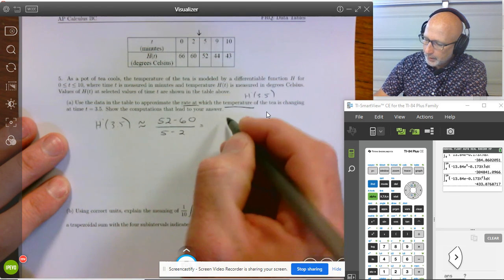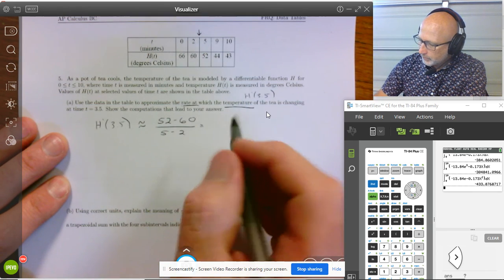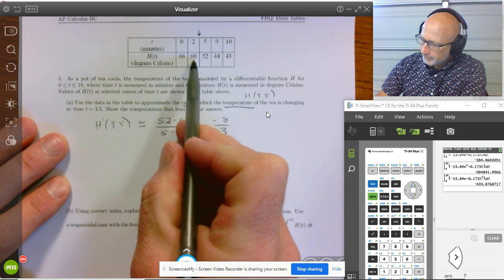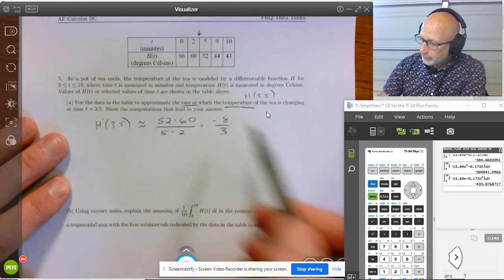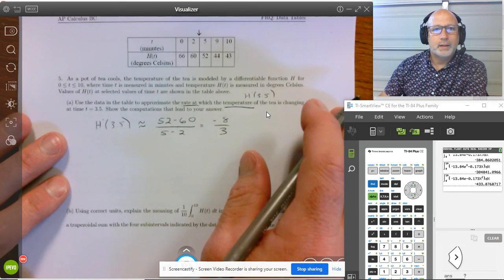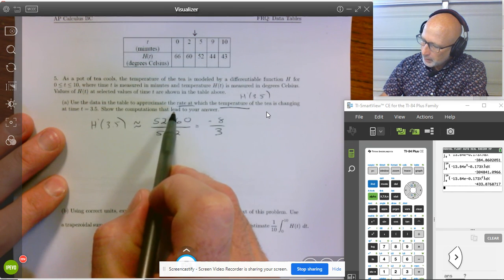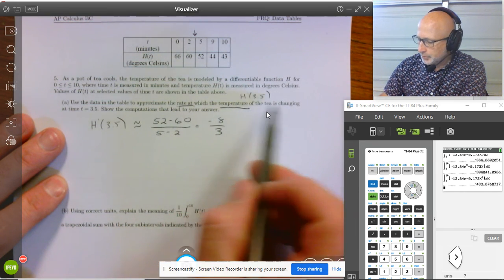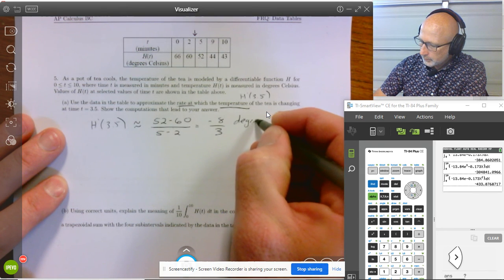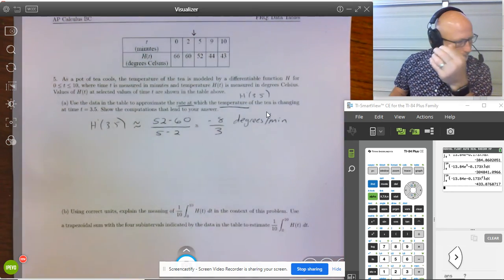So it's 52 minus 60 all over 5 minus 2. Sorry, I thought I was doing this wrong. So 52 minus 60 is negative 8, and 5 minus 2 gives you 3. So the answer is negative 8 over 3. Now, what exactly does this mean? It's the rate at which the temperature of the tea is changing, so this is going to be degrees per minute. Okay, and there we are.